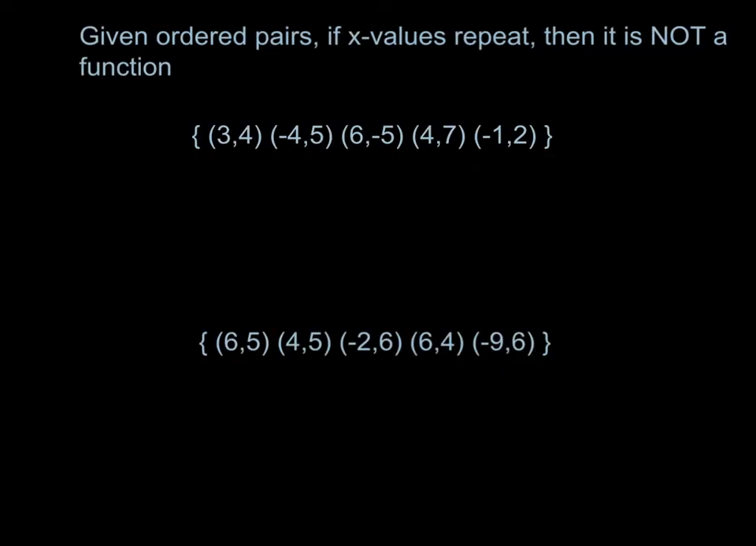When given ordered pairs, we can also tell if it's a function or not, because if the x values repeat, then it's not going to be a function. So we just need to look at all of the x values in the ordered pairs. So that would be 3, -4, 6, 4, and -1. None of them repeat. They're all different, which means that every x has only one y, and so this one would be a function.